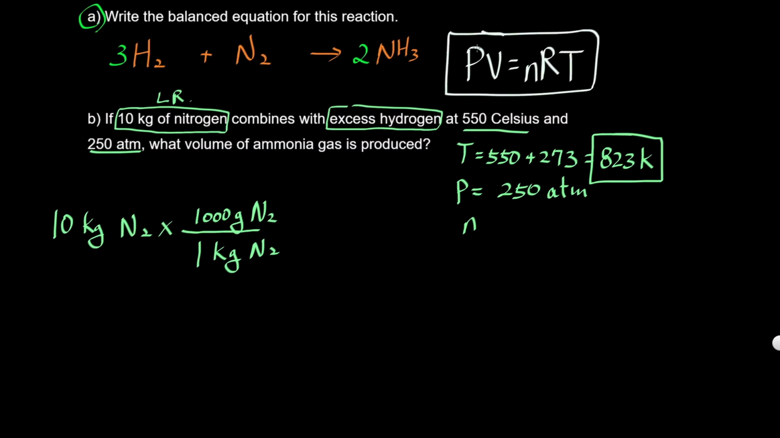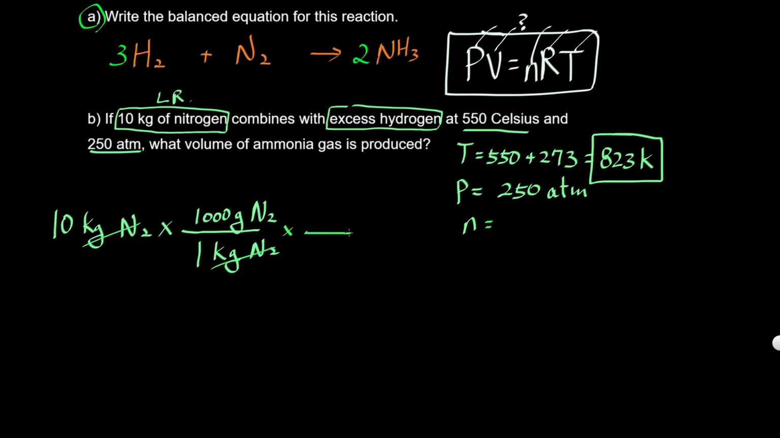P is given, volume is what we're looking for, and then we gotta get n. That's why we're doing what we're doing right now. R is a gas constant, and T is given. All we need is to get the number of moles, the number of moles for nitrogen in this case. So we multiply by, so kg of nitrogen cancels.